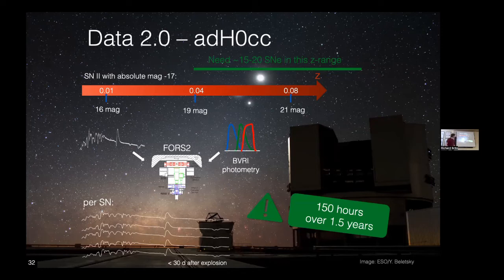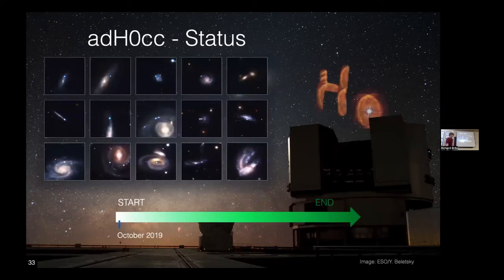The whole project started in October 2019 and started very successfully. We observed several supernovae. Then, as we all know, this nasty little virus came and the telescopes were not working for half a year. So the whole thing was delayed. We resumed the observations in October 2020, and they were ongoing until October 2021.